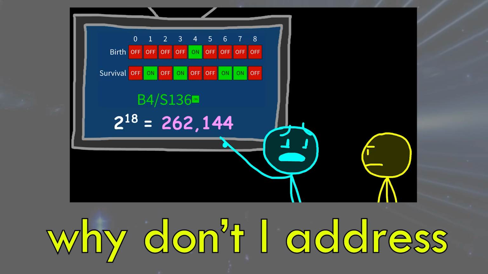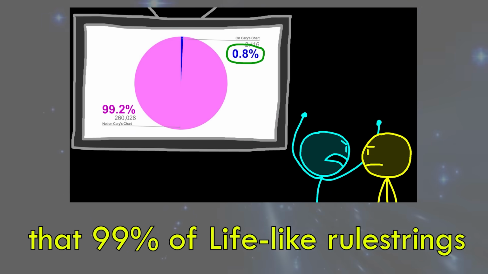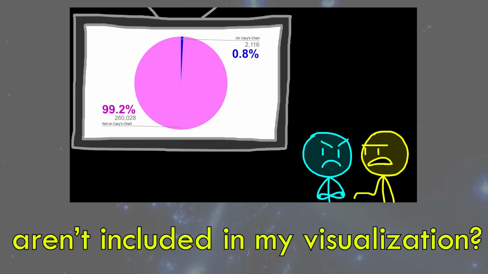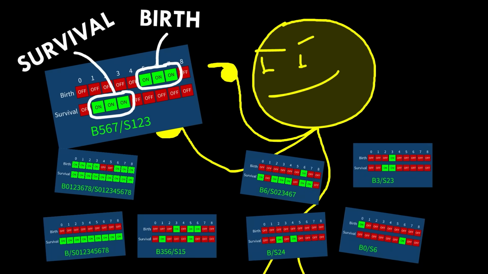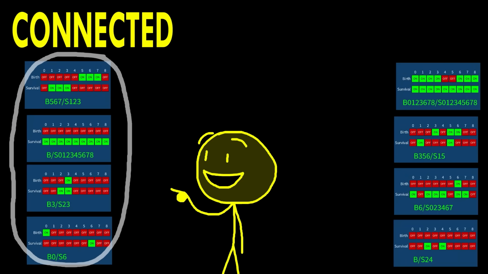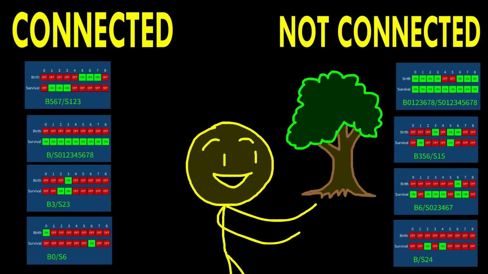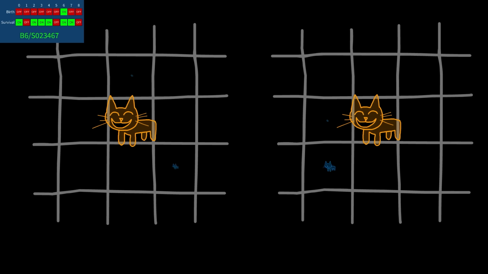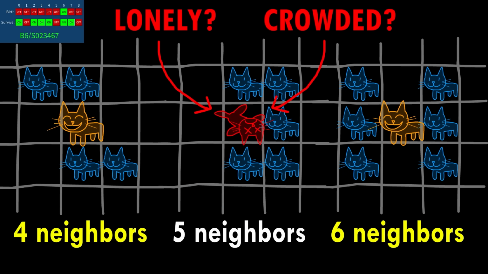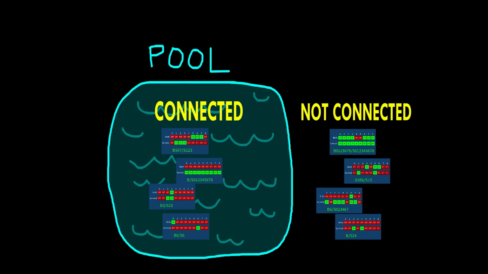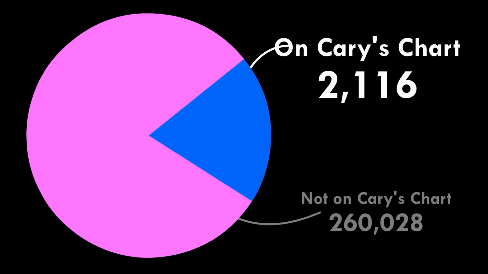While I'm at it, why don't I address Cyan Carry's complaint to Yellow Carry that 99% of lifelike rule strings aren't included in my visualization? What gives? For this project, I only included rule strings whose birth and survival conditions are connected, so these are included and these aren't. In my head, connected rule strings just make more sense in the natural world. I mean, what kind of organism feels just fine with 4 or 6 living neighbors but dies at 5? Was it too lonely or too crowded? Pick a struggle, bro. So limiting the pool to just connected rule strings lowers our count from 262,144 to 2,116.